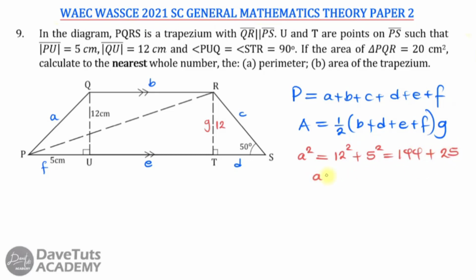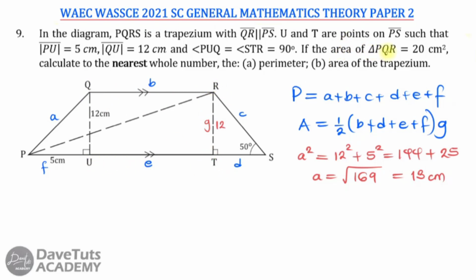So A as the first parameter will be 144 plus 25, that will be 169. A will be the square root of 169, and that will be 13 centimeters. Okay, our first mandate is done. B, how do we find B? Looking at this question, interestingly, you can see that B is also E.